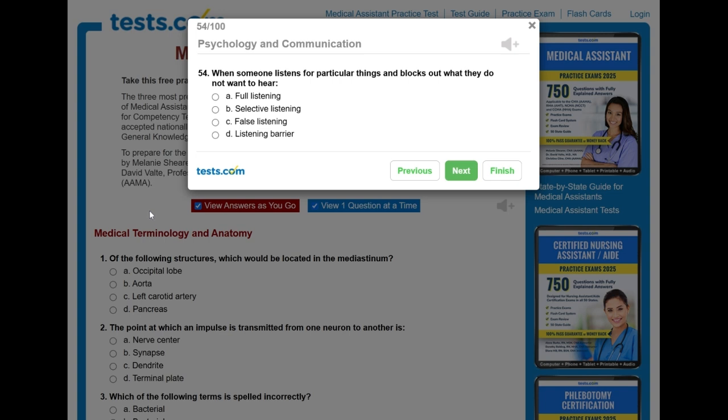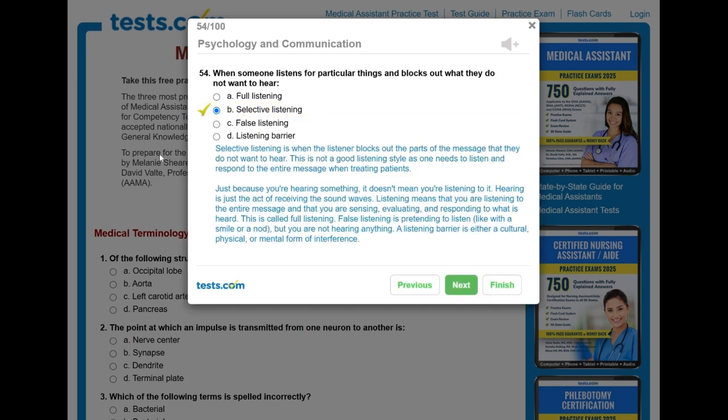Question 54. When someone listens for particular things and blocks out what they do not want to hear, A. Full listening, B. Selective listening, C. False listening, D. Listening barrier. B. Selective listening.